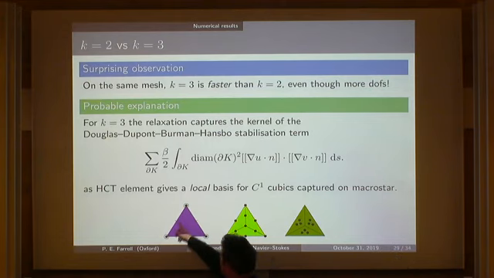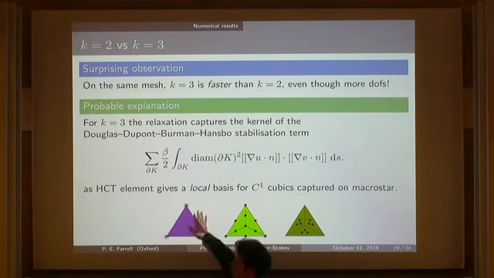Well, there's exactly a local basis for the C1 functions of degree 3, but not of degree 2 on these meshes, on this barycentric refinement. So I believe the reason why this works is because when you use CG3 for your velocity, you've got a local basis for the C1 subspace. And so your macro star relaxation is capturing that. And so you're robust not only to the stabilization, to the penalty term, but also to this parameter here.